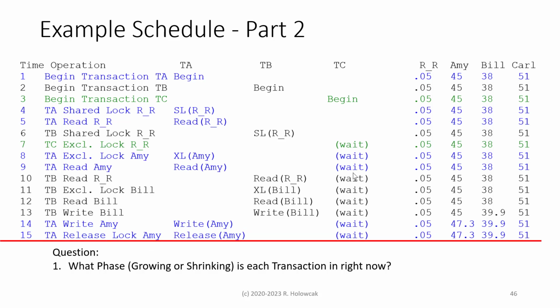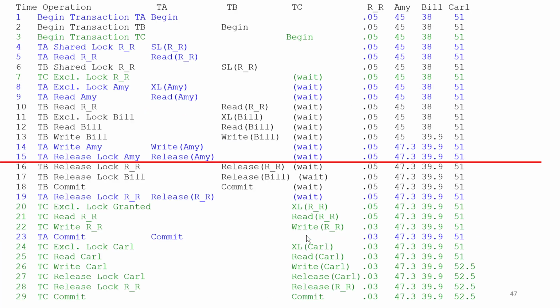At step 15, this is the first time any transaction so far has released a lock. As soon as transaction A releases the lock on Amy, transaction A goes into the shrinking phase. So as of step 15, A is shrinking, B is still growing, and C is still growing. Now we've got the rest of the schedule. We know at step 15, A is shrinking, B is still growing, and C is still growing.